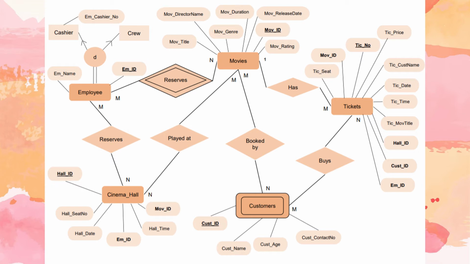Now let's talk about cardinalities. Employee reserve movies with the relationship cardinality of many to many. It means any movie can be reserved by any number of employees. Then, for employee and cinema hall, the relationship cardinality is also many to many. This means that any employee can reserve any hall at a time. Next, movies is played at hall with the cardinality of many to many, meaning any movie will be playing at any hall at any time.